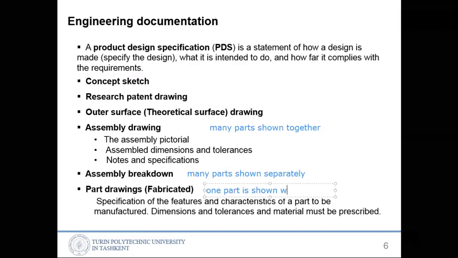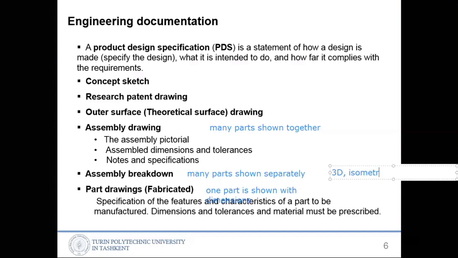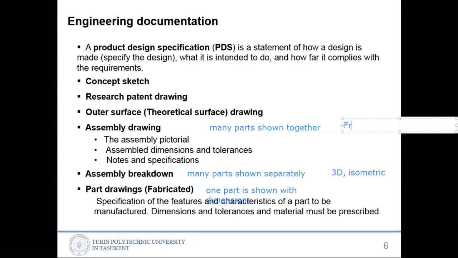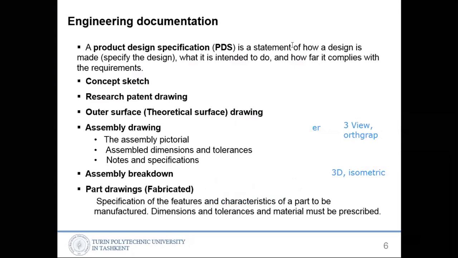is shown with dimensions. Okay, so in the assembly drawing, many parts are shown together. In the assembly breakdown, also many parts, but shown in 3D, a three-dimensional view, kind of an isometric view. But this one can be shown as a front view. We call it three view, or orthographic view. Orthographic view. And in the part drawing, how does it look like? Let me show you how it looks like.